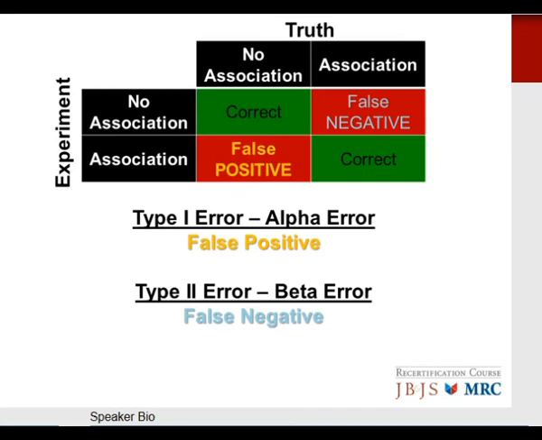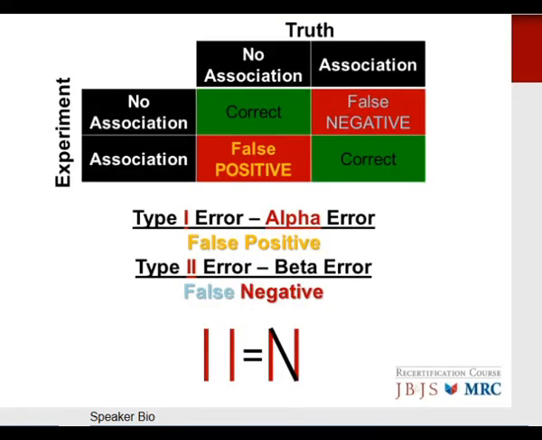And so these two false studies create error. And the errors are type 1 error or alpha error, or type 2 error and beta error. The type 1 is a false positive and the type 2 is a false negative.